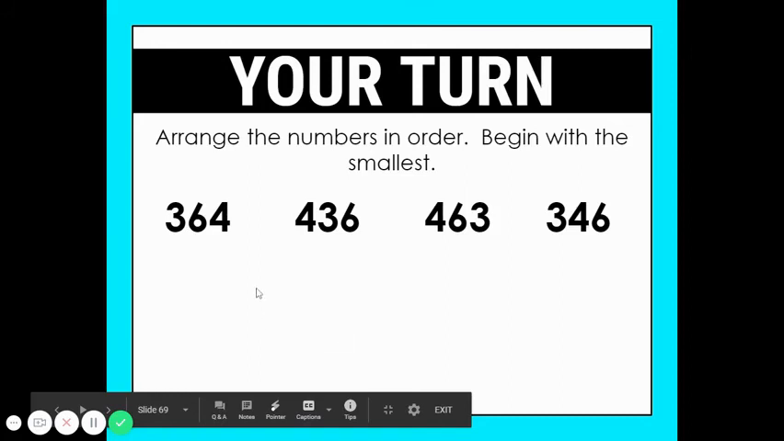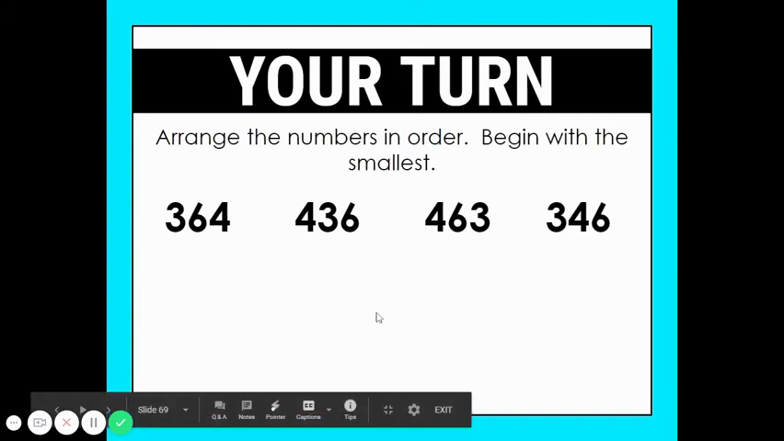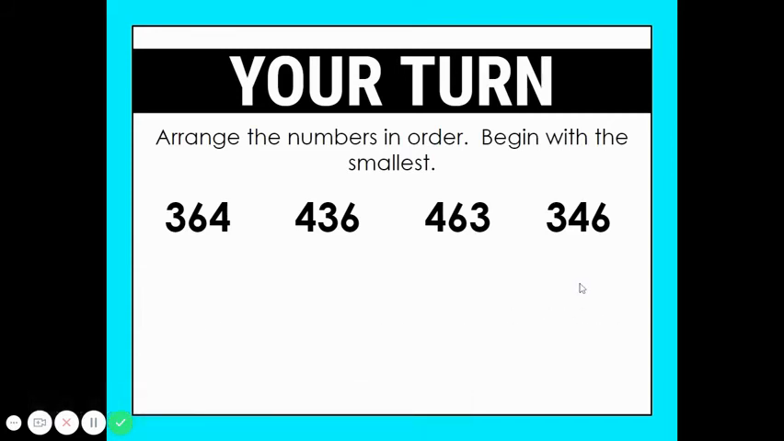Now you are going to arrange these numbers in order. So you're going to begin with the smallest and then move on to the bigger and bigger to the biggest. So go ahead and take a minute and try it and see if you can arrange these numbers in order from smallest to biggest. If you need to pause the video, if you need more time, go ahead and do that. And then when you're ready, start the video again so that you can see if you got your answer correct.